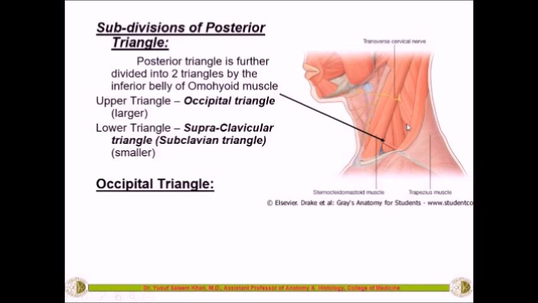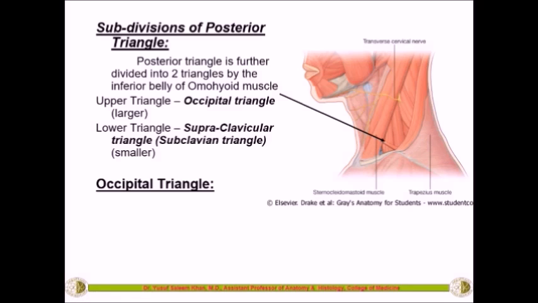The superior part will be called the occipital triangle. The part below this will be called the supraclavicular triangle, because it is above the clavicle. Supra means above the clavicle, so it is called the supraclavicular triangle, or it is also called the subclavian triangle. Why it is called so, I will discuss later.